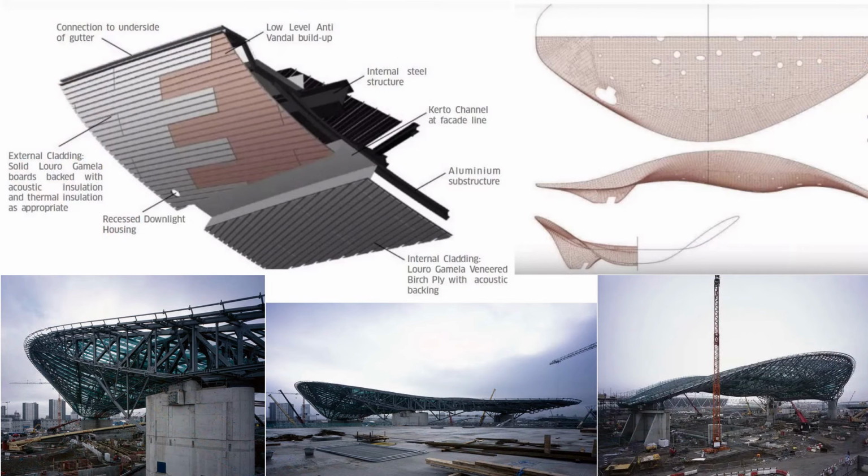Let's discuss this picture which has the roof sketch. So it has aluminium substructure with internal steel structure with the external cladding of fluorogamella boards backed with acoustic insulation and thermal insulation. Okay, resist with downlight housing and the internal cladding of gamella veneer bridge ply with acoustic backing.